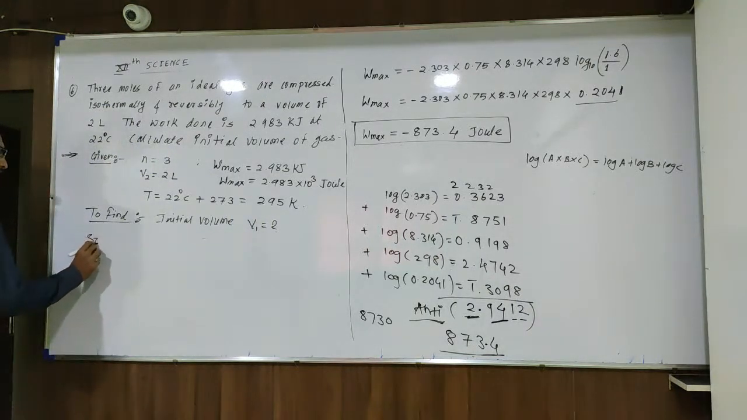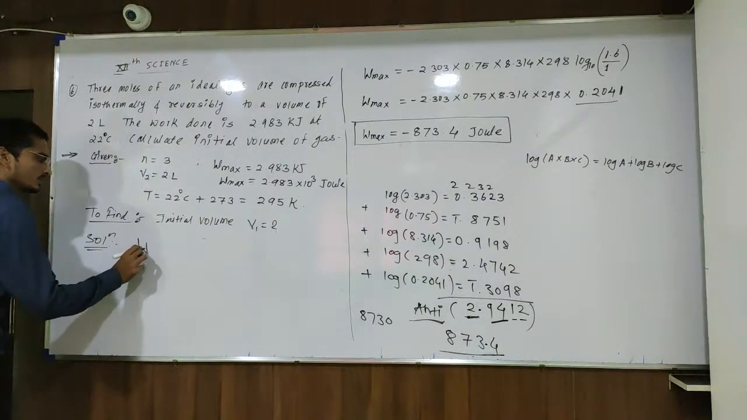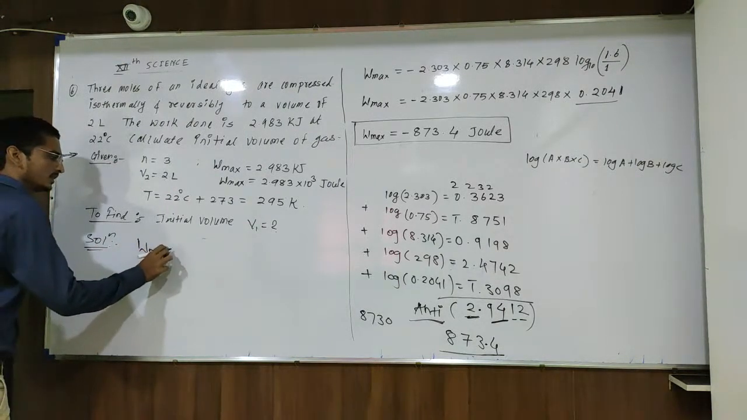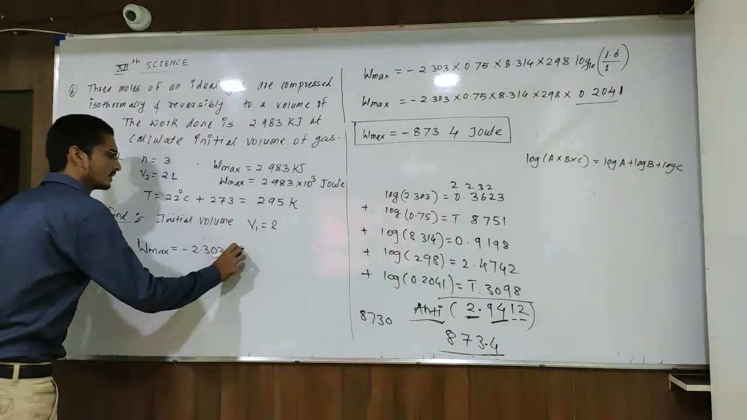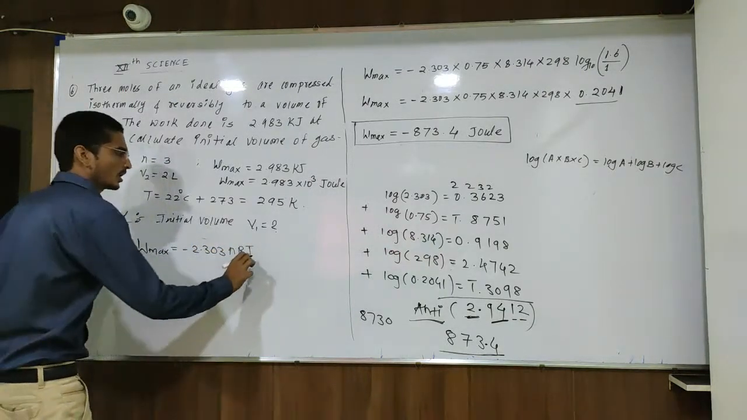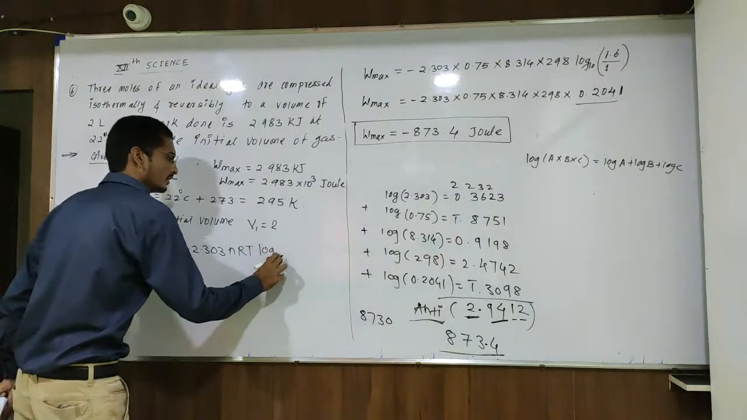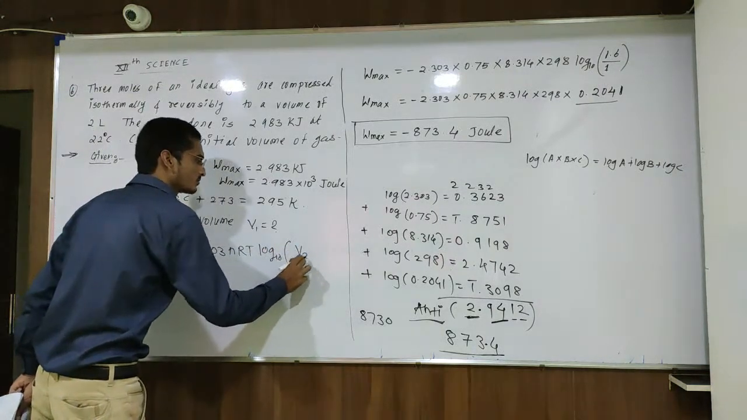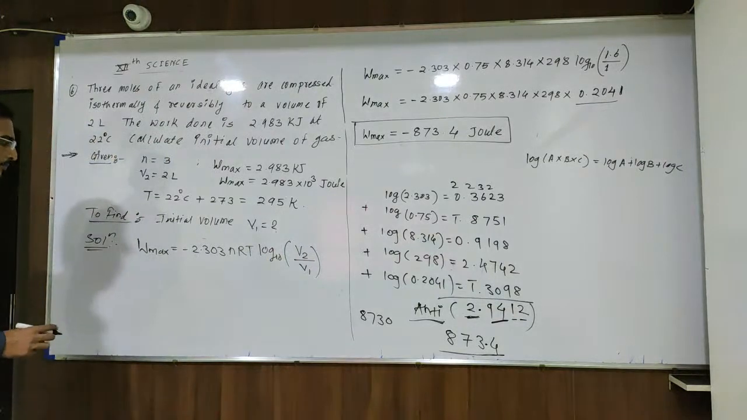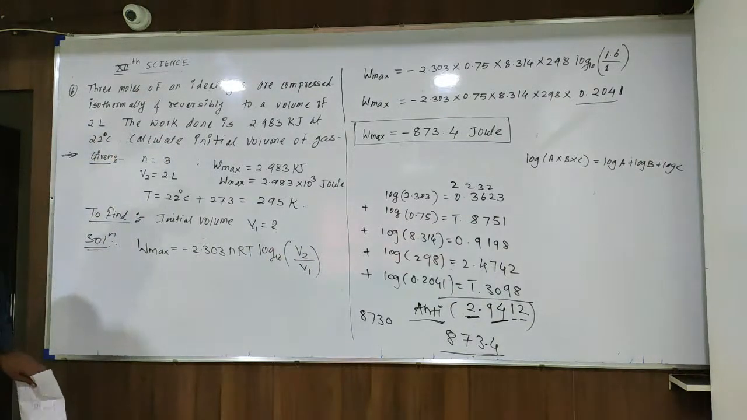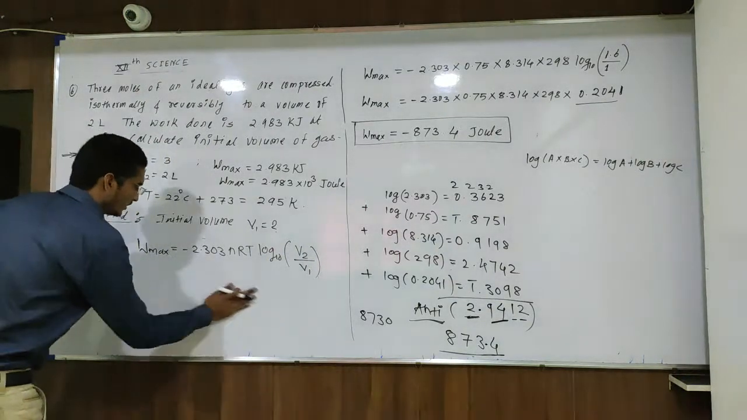Okay. So in the solution, which formula is used here again? W max, no doubt. So see here, W max is equal to minus 2.303 nRT, log to the base 10, but in terms of volume, so that's why V2 upon V1. So in terms of volume, putting all these quantities, just try to solve.